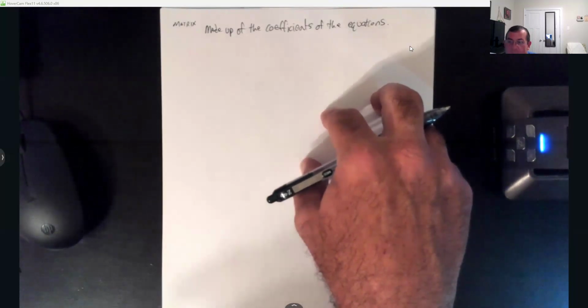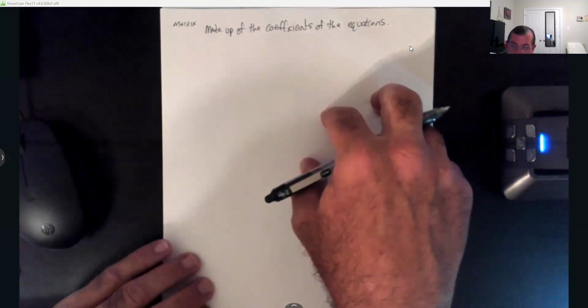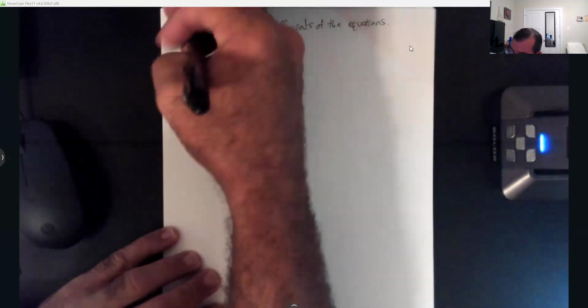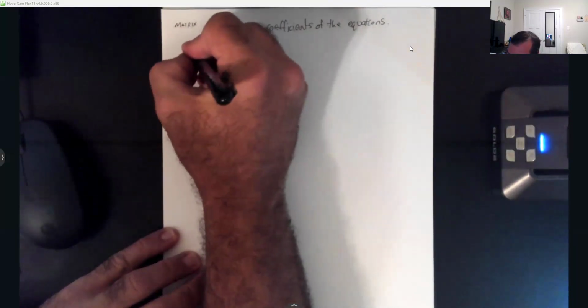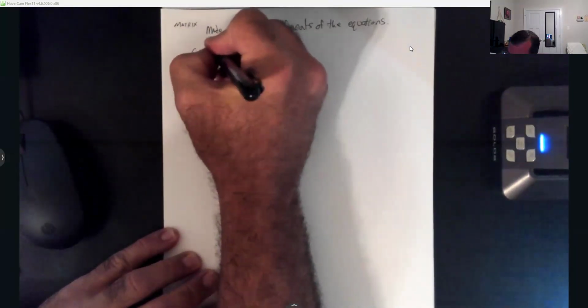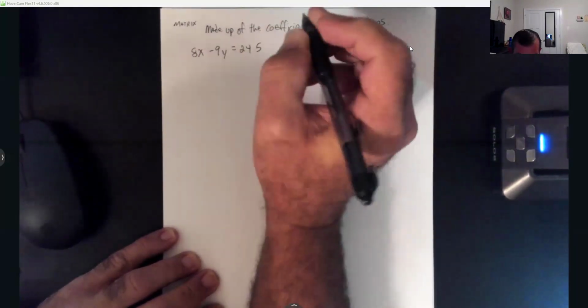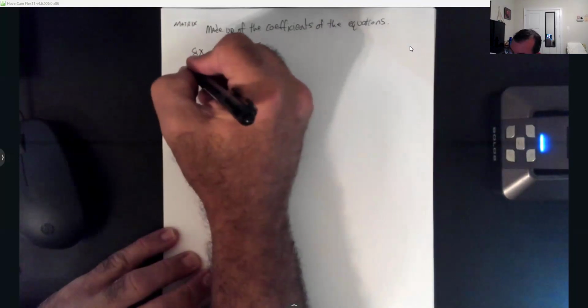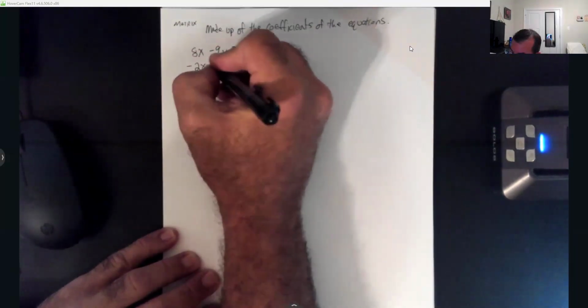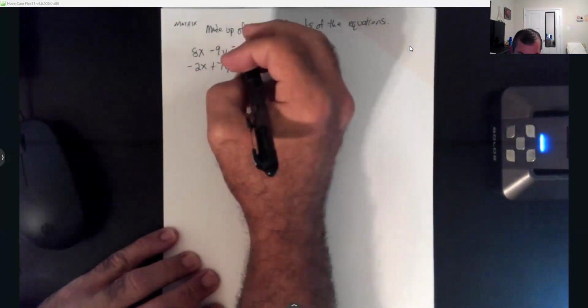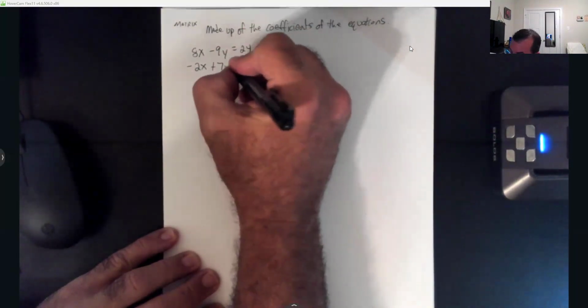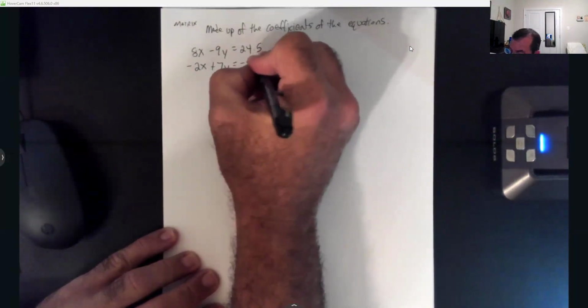So y'all, let's see. I'm going to do the one we just did on the calculator. 8x minus 9y equal 24.5. And I'm doing it once we got it in order. So negative 2x plus 7y equal to negative 8.5.